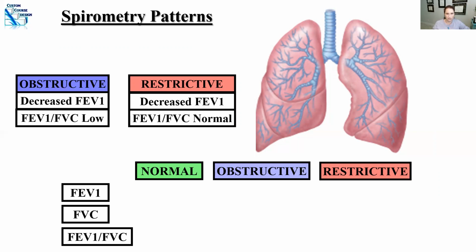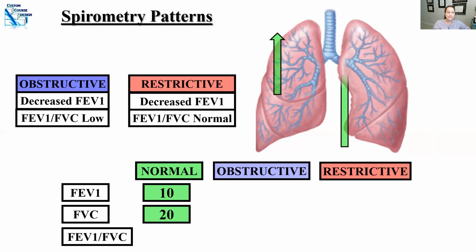So we have our pretend lungs here, and we're just going to use easy numbers to work with. So let's say in the normal lung, we have an FEV1 of 10. Again, easy number to work with. Let's say we have an FVC of 20. Remember, that's the maximum exhale after the maximum inhale. So that means that our FEV1 over FVC is 0.5.